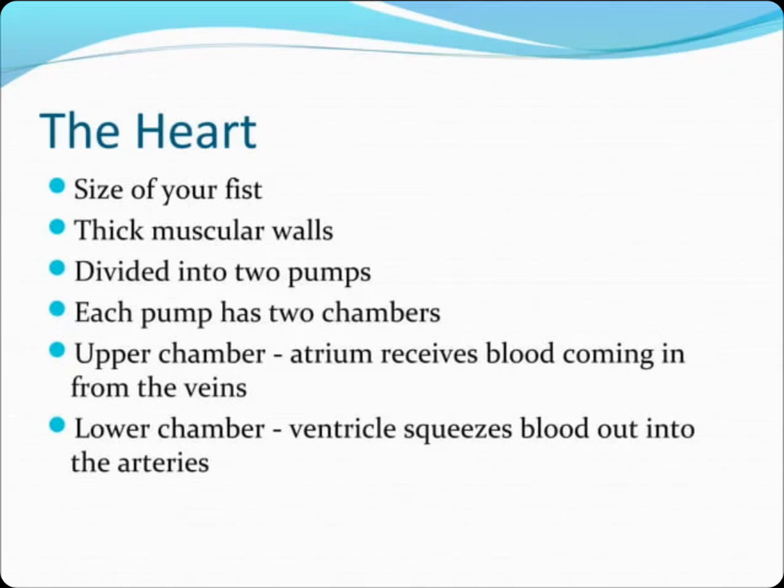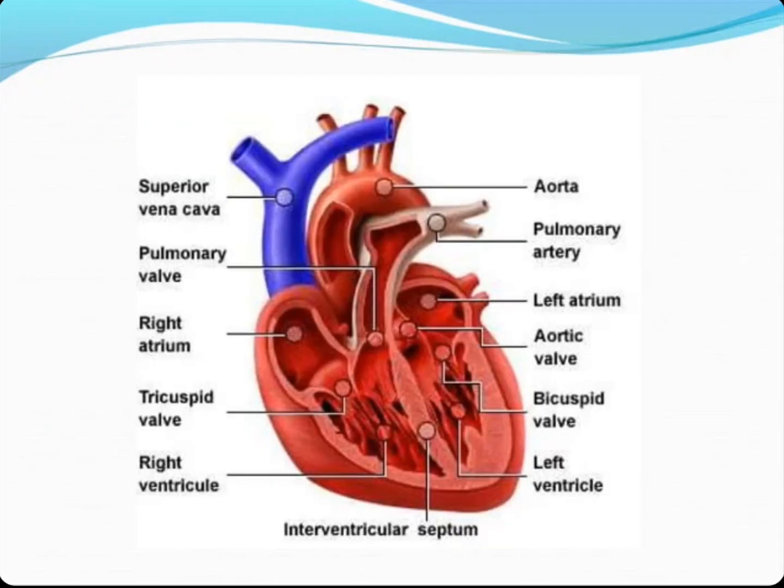So, our heart is about the size of our fist. It has thick muscular walls and is divided into two pumps. Each pump has two chambers, the upper chamber and the lower chamber. The upper chamber is the atrium, which receives blood coming in from the veins, and the lower chamber is the ventricle that squeezes blood out into the arteries.